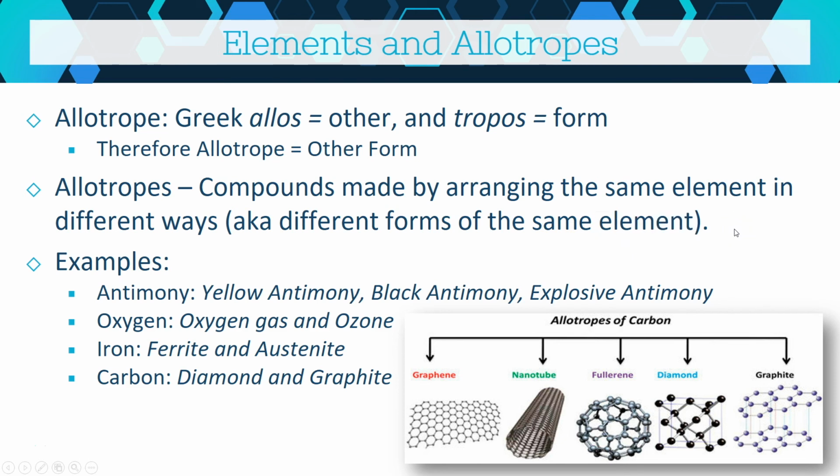Carbon's really the most common example, particularly with diamond and graphite, but it's not the only one. With antimony, you've got yellow antimony, black antimony, or even explosive antimony. Oxygen, you could have oxygen gas, which is O2, but if you have O3, that's ozone, and there's really different properties. Iron, you might have something called ferrite, or you might get austenite, depending on how many iron atoms you've got and how you've actually got them arranged. So that's what an allotrope is.